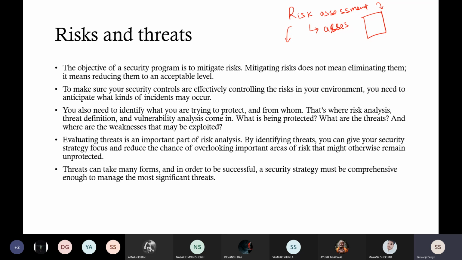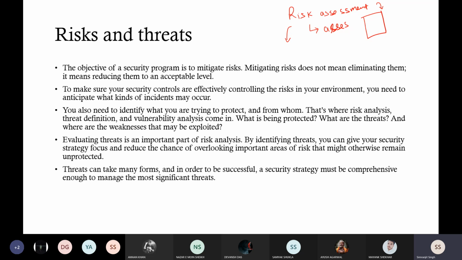What can be the risk? Mostly it will be malicious software, viruses, the things that we have already studied. Okay, so from threats, risk can easily be created. Threats can take many forms. In order to be successful, a security strategy must be comprehensive enough to manage the most significant threats. Again, I'm stressing the threat part.